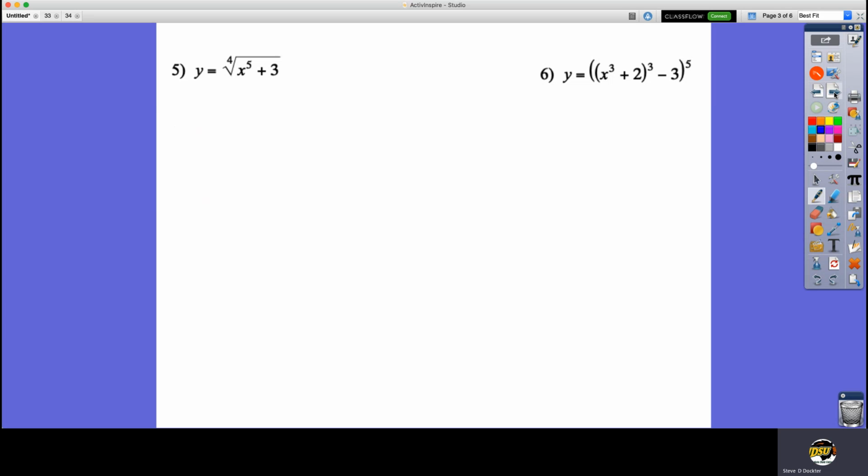All right, now we're going to ramp it up a little bit more here. Okay. y equals the 4th root of x to the 5th plus 3. And then number 6 is a little bit more complicated after that.